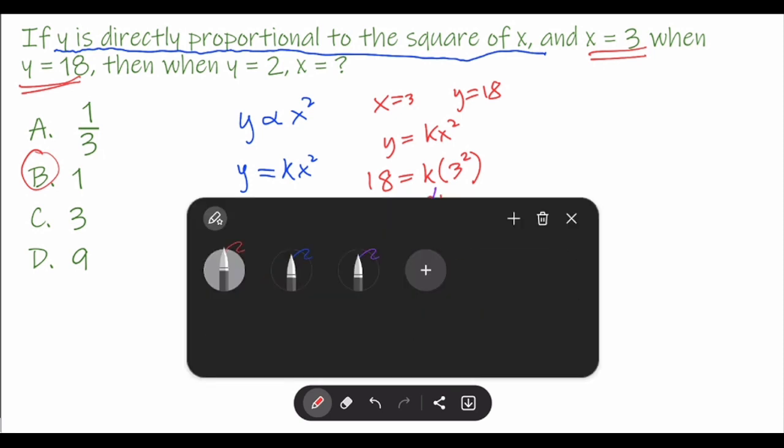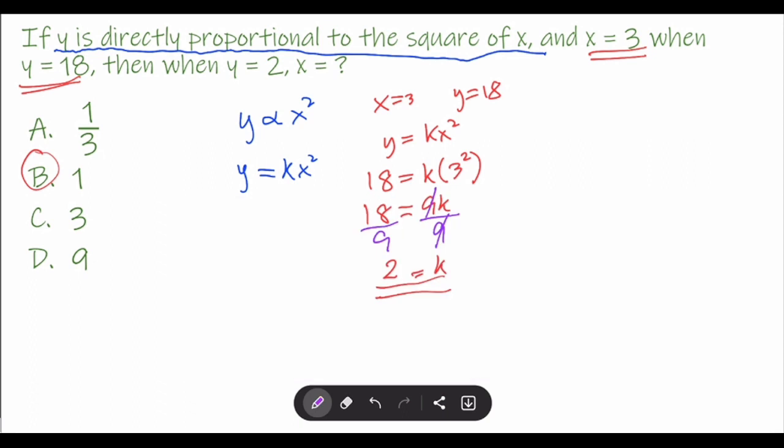I'll just use another color for the next one. Now we can use this information: y equals 2, x is equal to what? So y equals 2, and we're going to solve that. We also have k equals 2. So going back to the proportion y equals kx squared, which says that y is directly proportional to the square of x, we're going to use the new information.